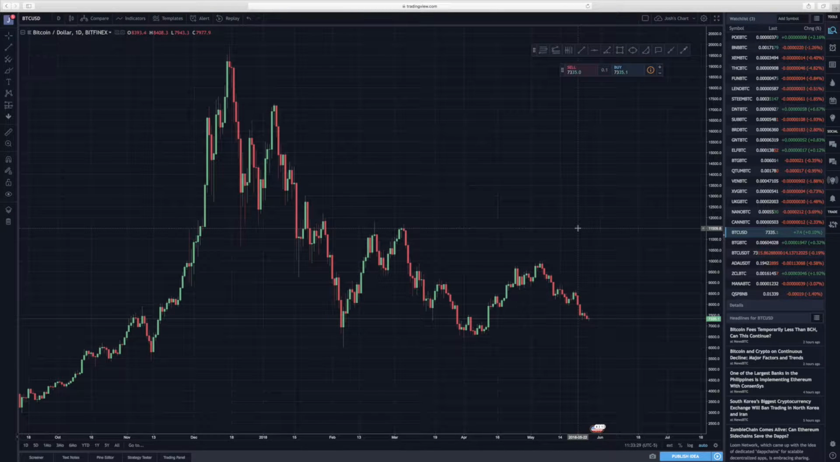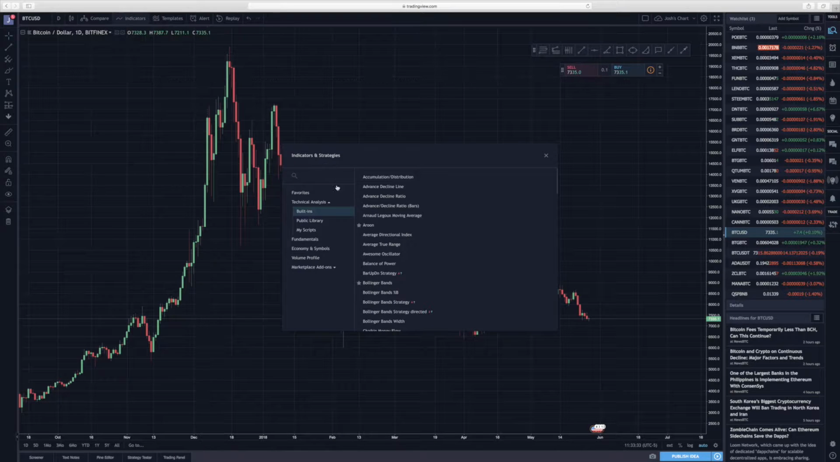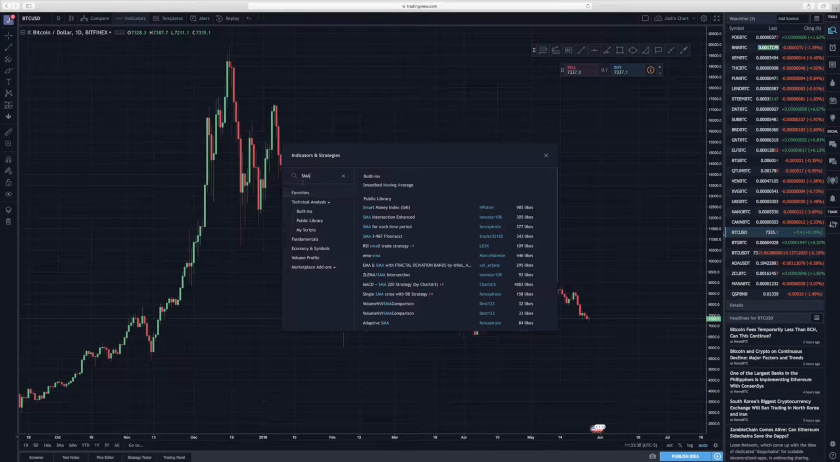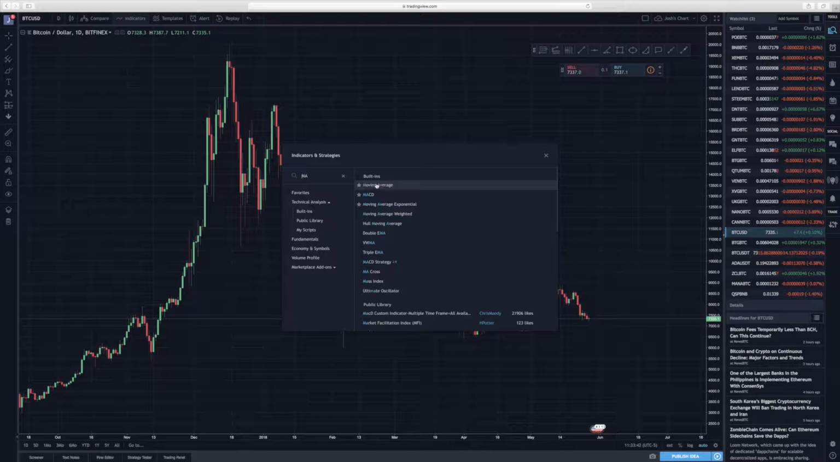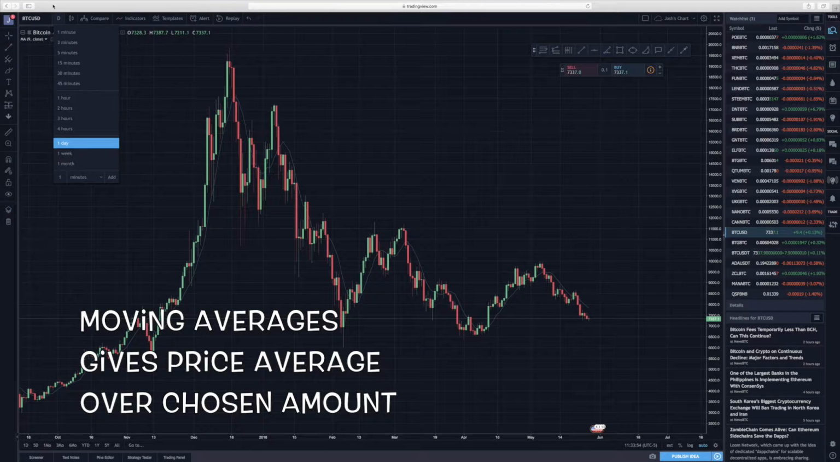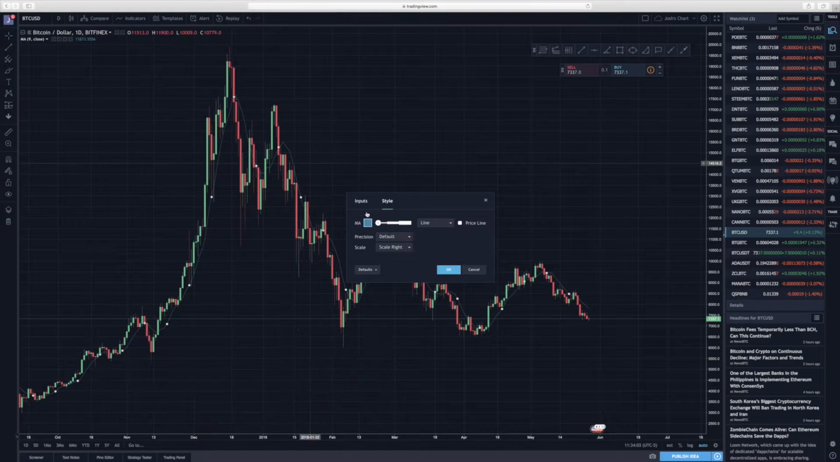The simple moving average, you can find that in the indicators. It'll be under SMA, simple moving average, or smooth moving average, or just moving average. Both of them are the same. What the moving average does is give you an average of, as you can see here, this number is 9. Since I'm on the day chart, it'll give me an average of the last 9 days, or the last 9 candles. If it was hours, it would be the last 9 hours, or if it was minutes, the last 9 minutes, and so forth.